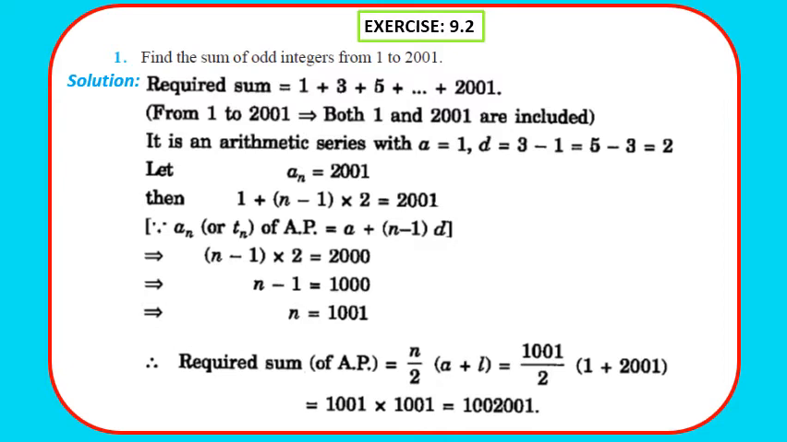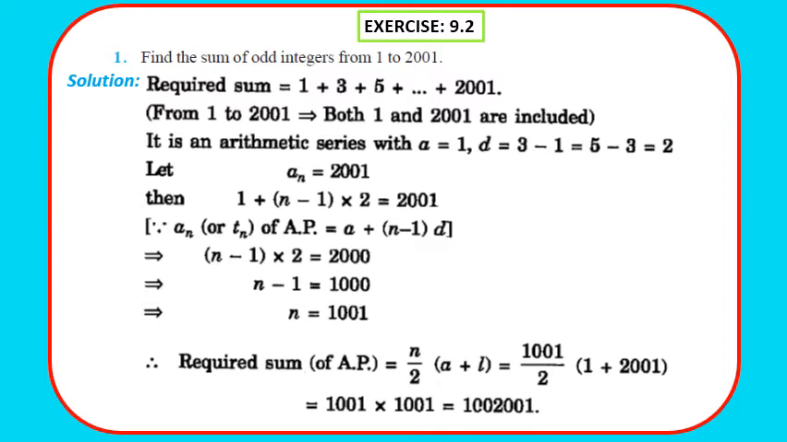So we have from 1 to 2001, so both numbers will be included. We can simply check that this is an arithmetic progression where a is equal to 1 and d is equal to 3 minus 1, or 5 minus 3, which equals 2. And a_n, that is the last term, the nth term, is 2001. So we can find the value of n using the formula of a_n. Using a_n equals a plus (n minus 1) into d, we get 1 plus (n minus 1) into 2 equals 2001. Simplifying this, we find the value of n as n equals 1001.